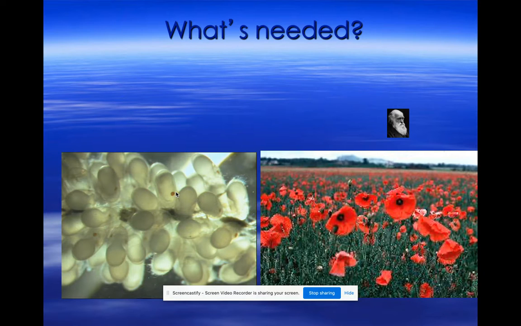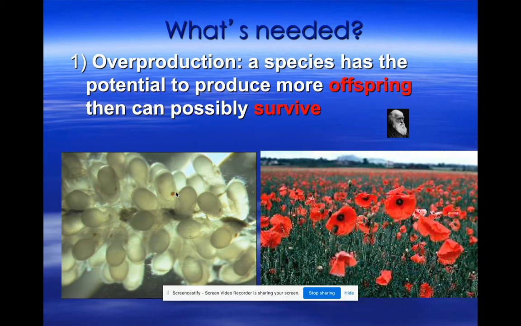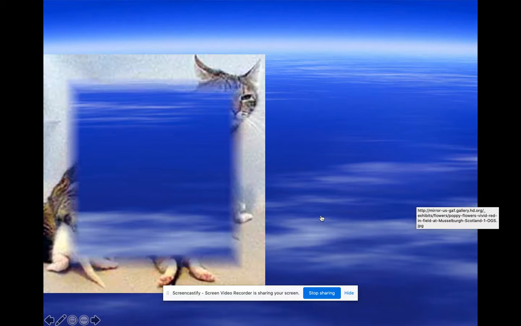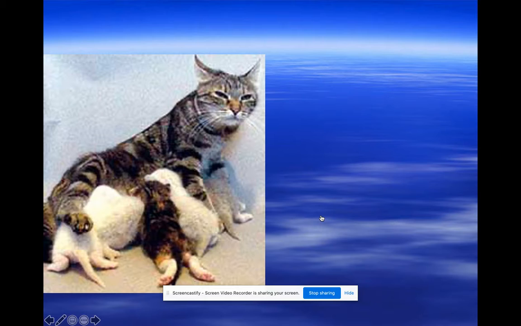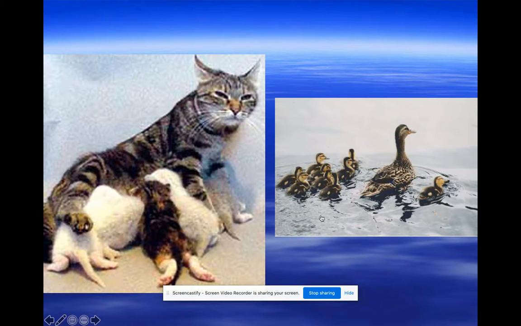All right. So you need a few things for natural selection. Now, what do you need? You need to produce a lot of offspring, and that's what overproduction is. So whether you're frog eggs over here or poppy flowers over here, both living things, you make a lot of offspring, or at least have the potential to produce a lot of offspring. Right, so you have lots of kittens being born. I just had a cat at my house give birth to kittens. They don't just make one, they make 4 or 5 or 6 at a time. Ducklings and the geese, as you might remember from school, the same idea.